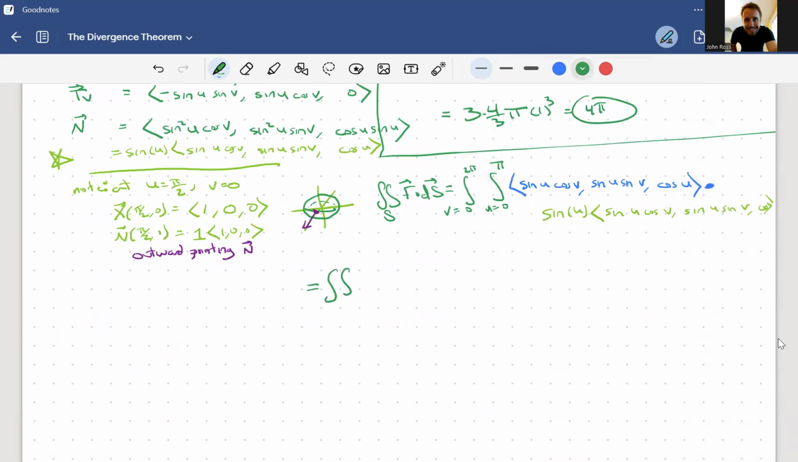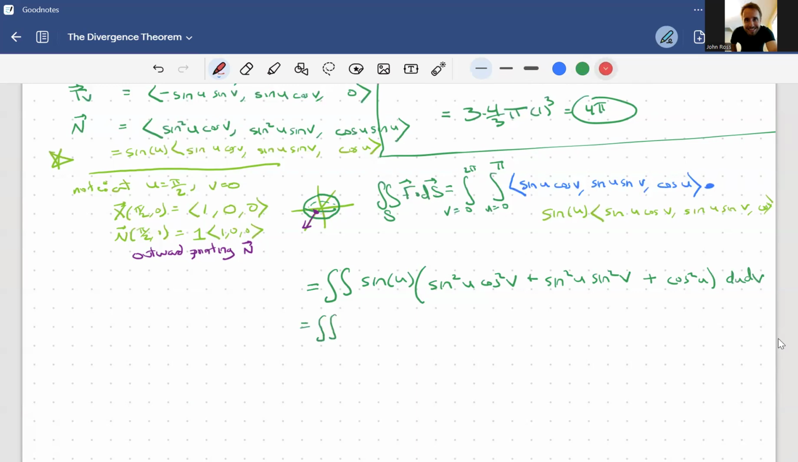First, let's just do this dot product. So we're going to have a sine of u floating out front. And then in parentheses, we have sine u cos v times sine u cos v. So that's sine squared u cos squared v plus, and then for our middle component, we're going to have a sine u sine v times sine u sine v. So that's sine squared u sine squared v plus, and then we're going to have a cos u times a cos u. So that's a cos squared of u. And then du dv.